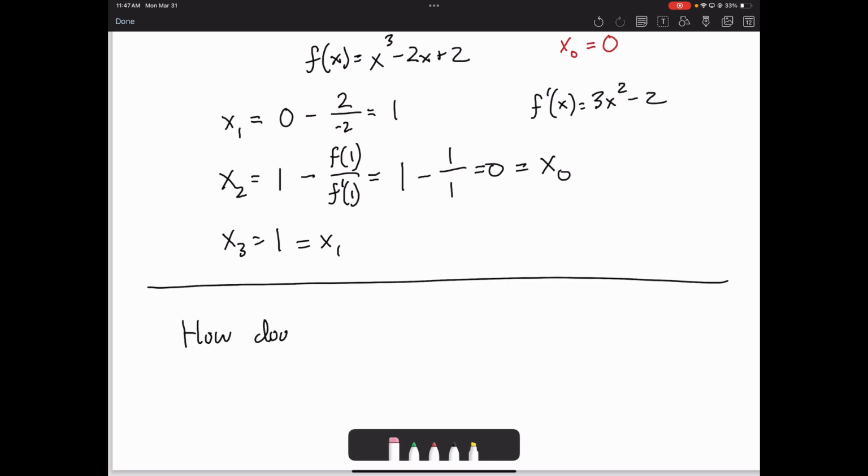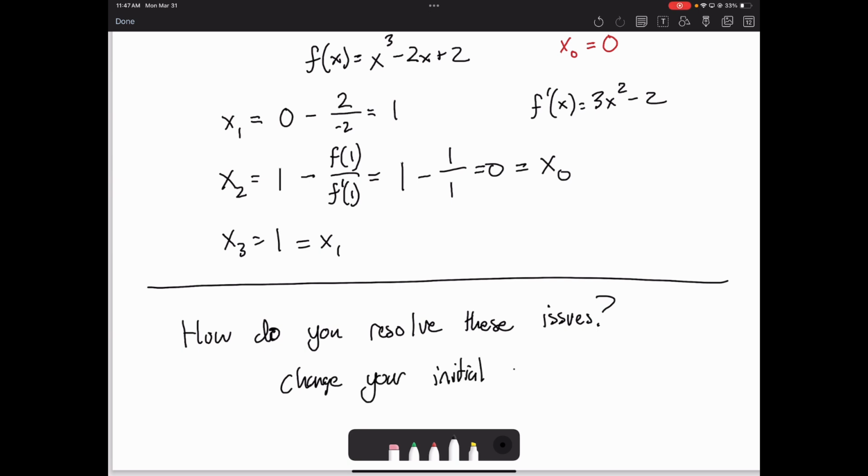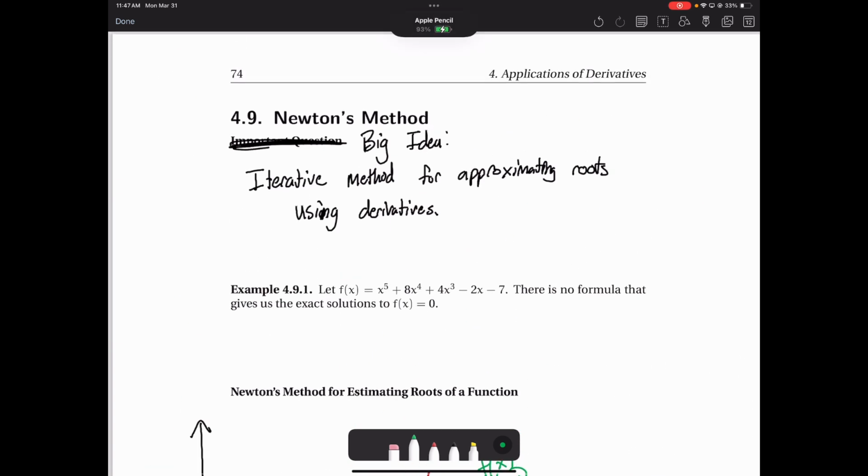Just to summarize here, we've already talked about this, but how do you resolve these issues? Change your initial guess, or x sub 0. Change your x sub 0. Okay. Awesome.